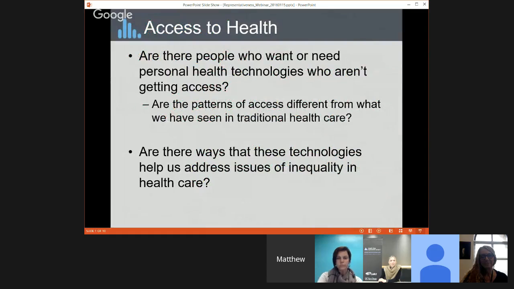So just when we think about this, I think there are two high-level questions here. And first is that, are there people who want or need personal health technologies who aren't getting access to these? And are those patterns of access different from the kinds of patterns that we see that affect traditional healthcare settings? But also, to flip that around, are there ways that these technologies can actually help us address issues of inequality in healthcare?